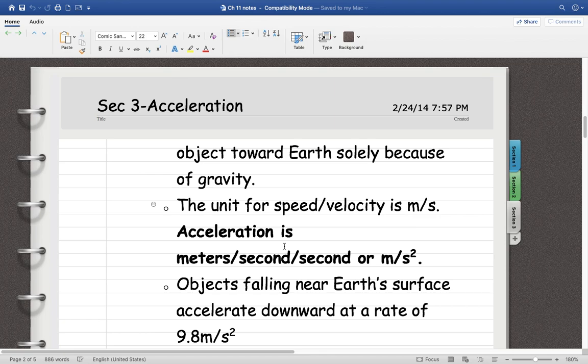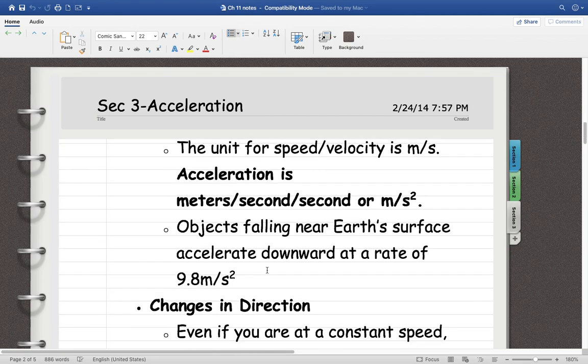So remember, it's velocity and then it is time. Velocity is the speed, and acceleration is the rate that it's changing. Objects falling near the Earth's surface accelerate downward at a rate of 9.8 meters per second squared. That's gravity. You need to make sure you write that down. That will be on many tests.